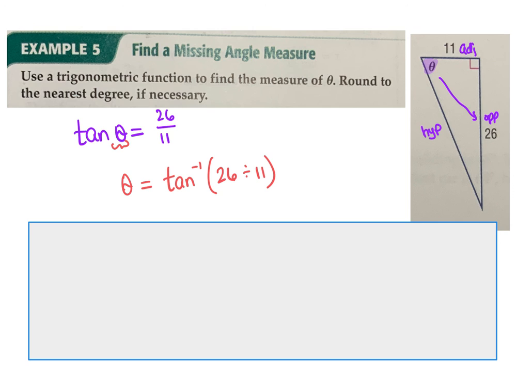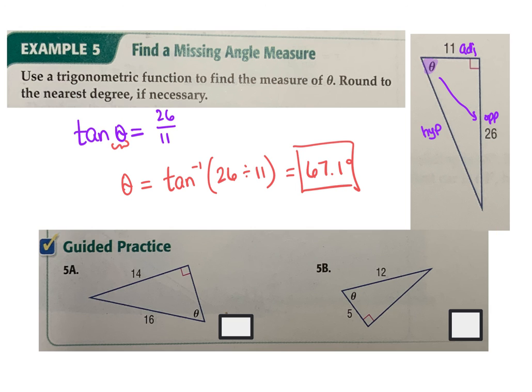This is probably going to be a repeating decimal, so you don't want to do 26 divided by 11, round it, and then plug it in. You want to just put it in and round at the end. When you do that, you should get about 67. If you round to one decimal place, you get 67.1 degrees. Go ahead and do A and B. Round to one decimal place for me, because that's how all of your tests and quizzes are going to be.